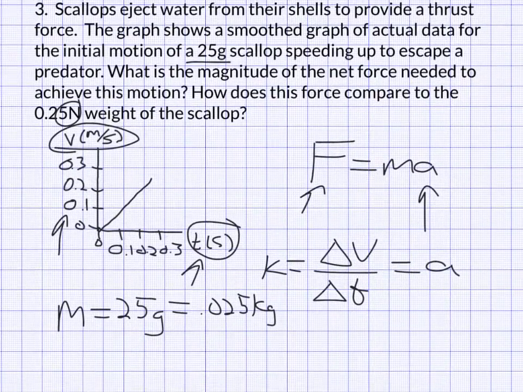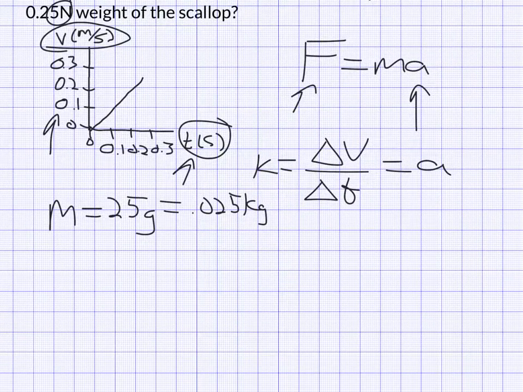Here we go. So I need the slope of this graph, and whoever made this graph made it easy for us. If you can see, the bottom axis is kind of jumbled, but that's 0.1, 0.2, 0.3, and the vertical axis is 0.1, 0.2, 0.3, and this is exactly a 45-degree angle line. So the slope of this graph is 1. So the acceleration is 1 meter per second squared.